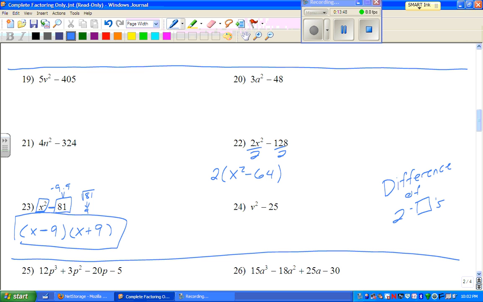Now you have something that you can do. I've got two x's, so we're going to send one to each parenthesis, x and x. The square root of 64 is 8, so let's send one 8 to each of those, because 8 times 8 is 64. Put the plus and minus in, and then drop that GCF. That 2 has to drop from the outside. And you're good to go here.